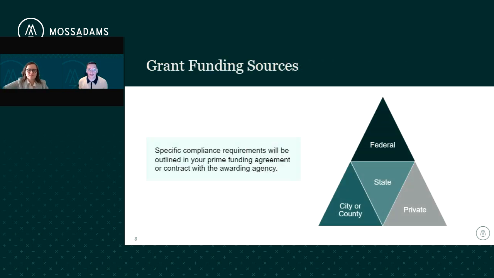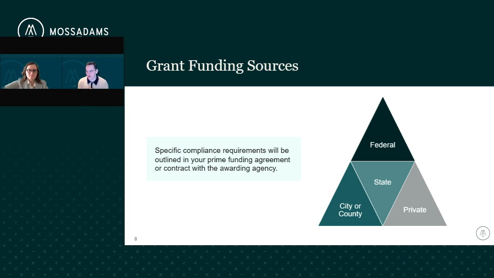So next we want to talk about the common funding sources for grants. Their requirements will differ from funding source to funding source. So it's important to have a clear idea of where the funding is coming from, especially if you're receiving it through a pass-through entity, because that may not be explicit in the contract or immediately knowable. So first is federal.